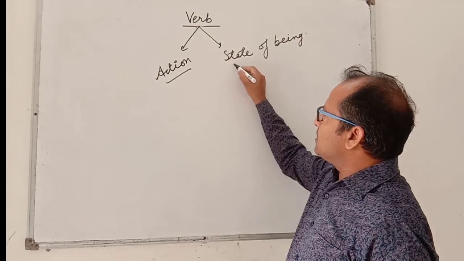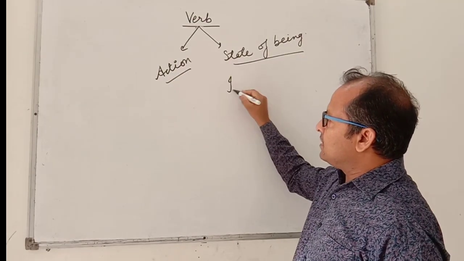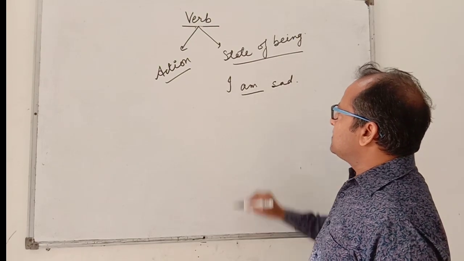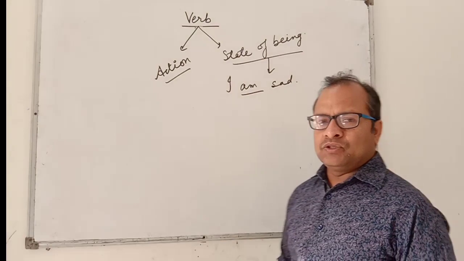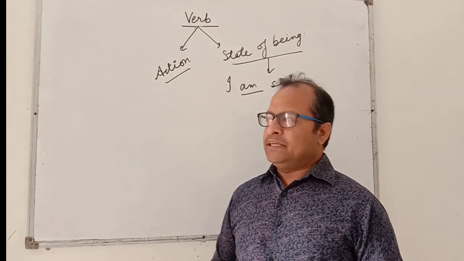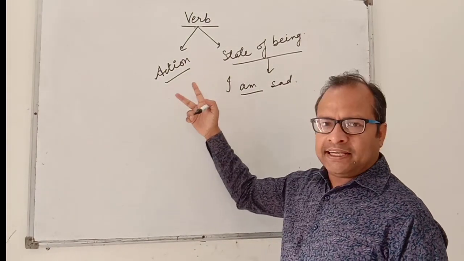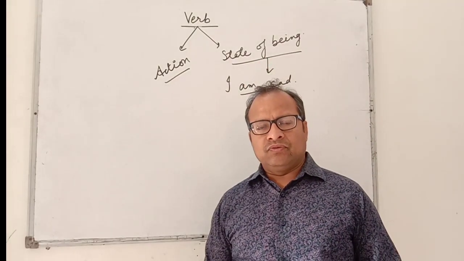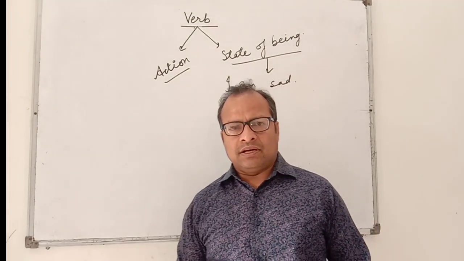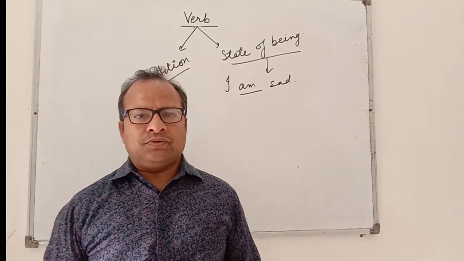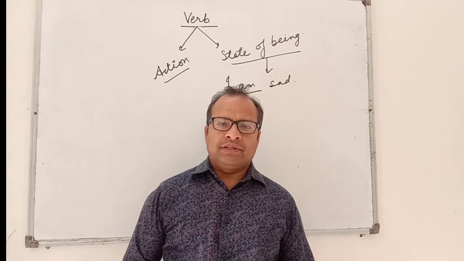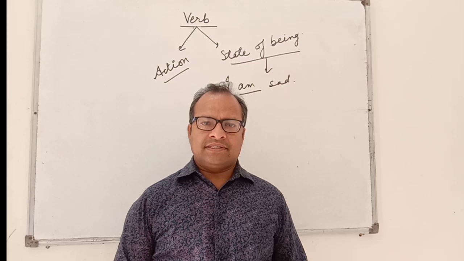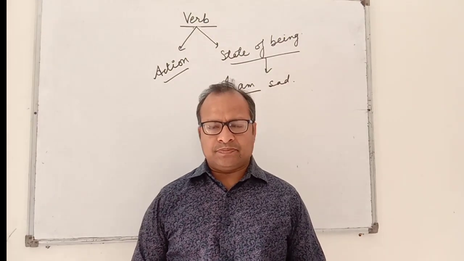Secondly, if you talk about state of being, for example, I am sad. So this is the state of being. Whenever you come across the two important elements, action as well as state of being, you will find the verb, right? Now, secondly, you need to understand how the verb can be identified in a given sentence. So let's begin.